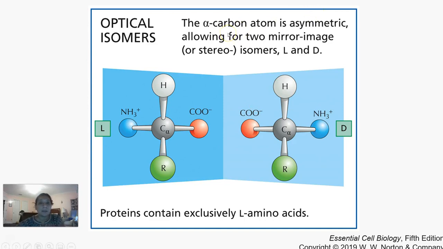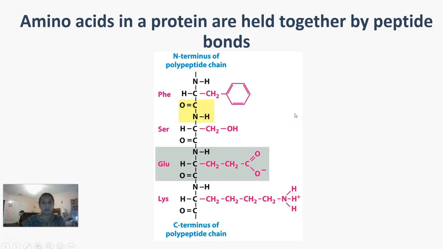The alpha carbon is symmetric, and it allows for two mirror image isomers, L and D isomers for each amino acid. So you have these L versus the D amino acids. Proteins that are inside our cells contain exclusively this L amino acid. Those are the isoforms that are used.